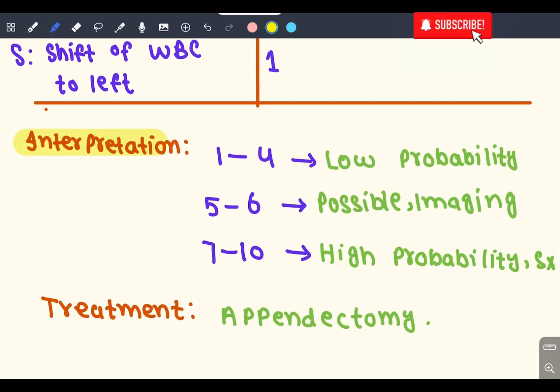Now we will do the interpretation. If the score is 1 to 4, this means low probability of appendicitis. If it is 5 to 6, it is possible that appendicitis has occurred, and we will do imaging, or observation and further checkup to confirm the diagnosis. But if the score is 7 to 10, then there is a high probability of appendicitis, and we do surgery in this case. So this is the Alvarado score.